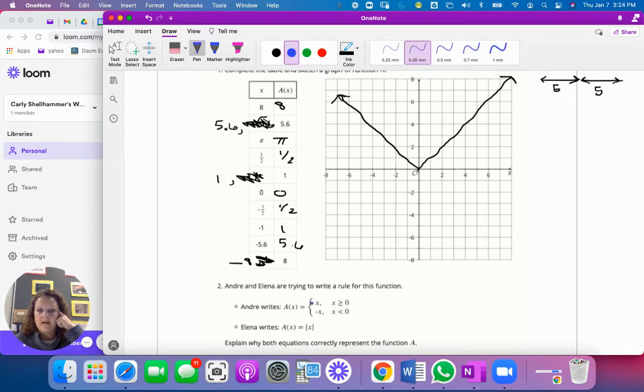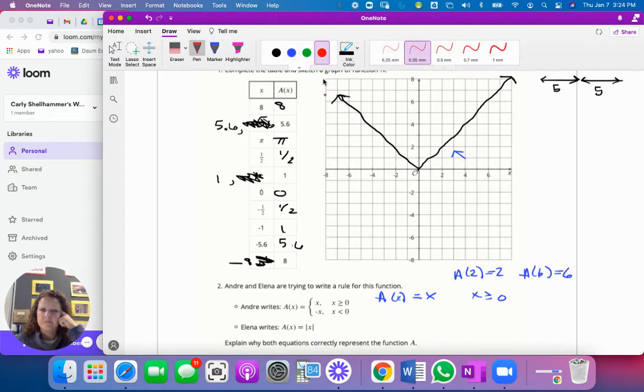If we look at Andre's, here we have a of x equals x when x is greater than or equal to 0. So that's this part right here. If my input is 2, my output is 2. If my input is 6, my output is 6. So a of 2 equals 2, a of 6 equals 6, etc.